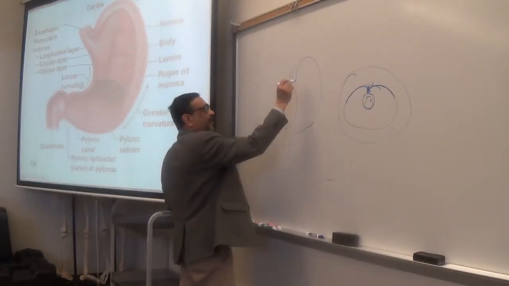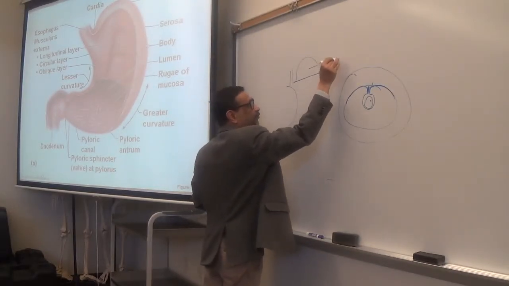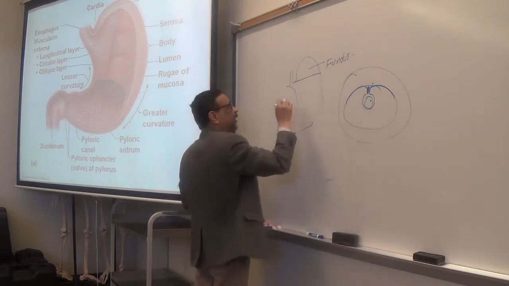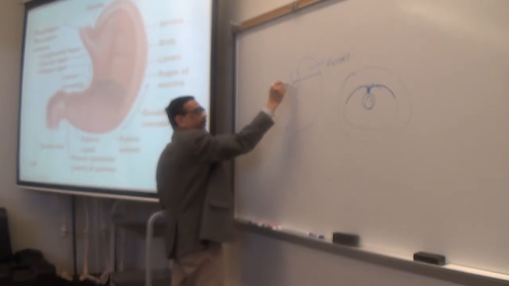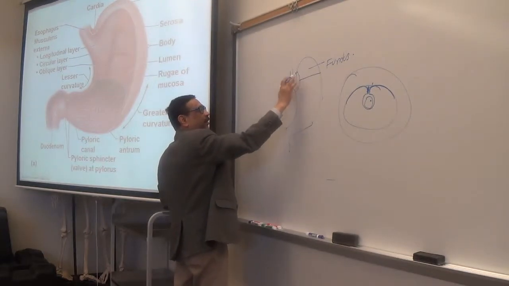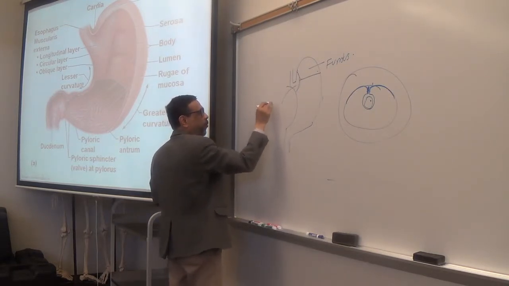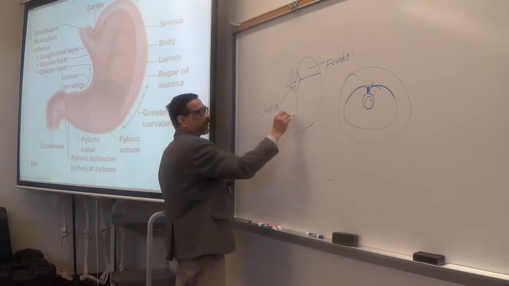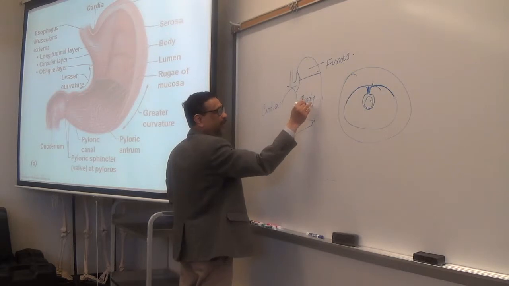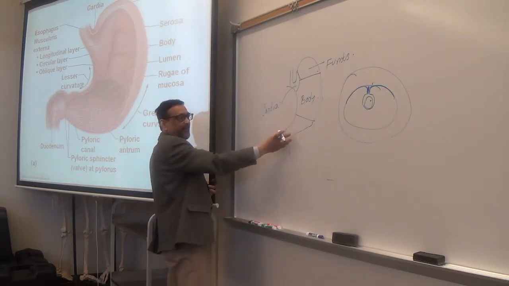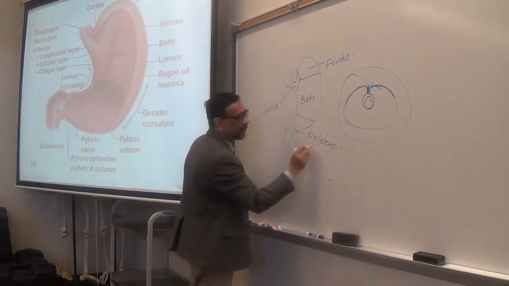Okay, this is the stomach. This dome-shaped part is called the fundus. This area near the cardiac orifice or opening is called cardia. Then this wide middle portion is called the body of the stomach, and this last narrow part is called the pylorus. Pylorus, okay?